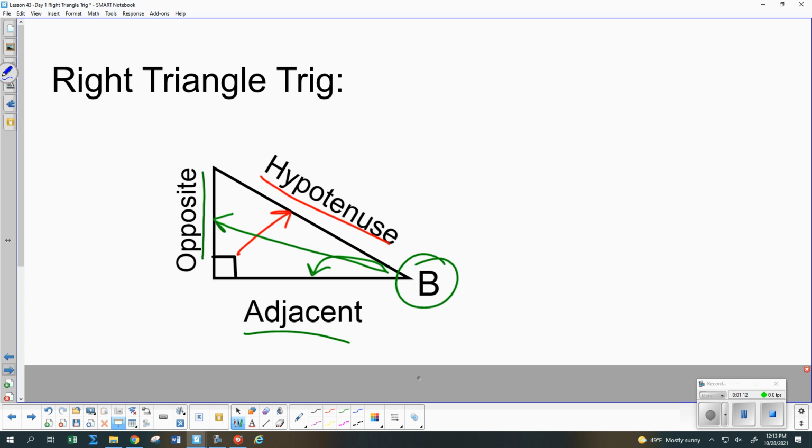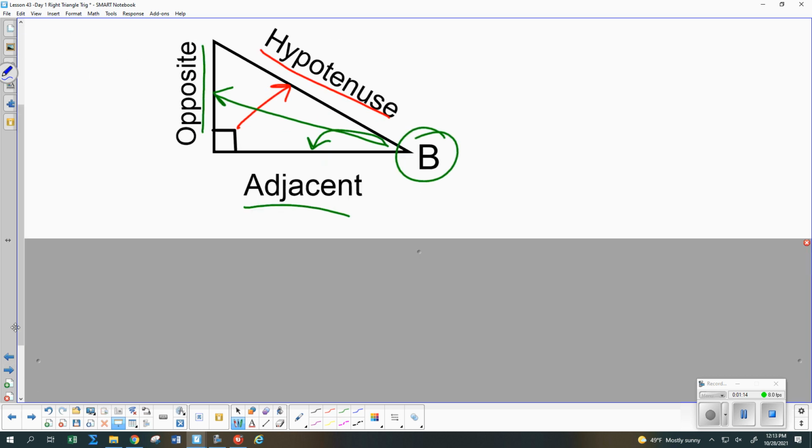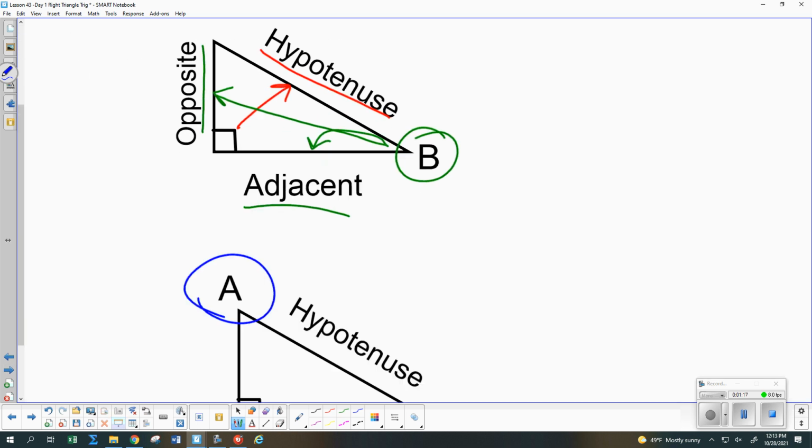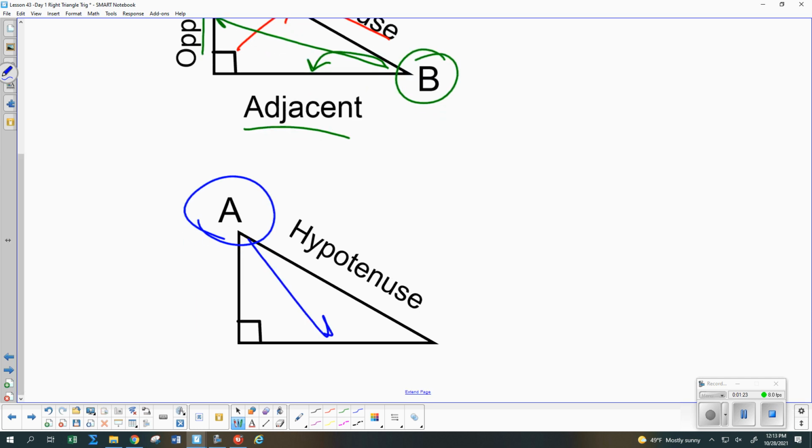However, if I picked the other angle, this side right here is not going to be opposite A. Opposite from A is going to be this side over here, and this side will be the one that is adjacent to A. So we're going to be talking about the acute angles in a right triangle, and we can do trig with those 2 angles, and it's going to matter which one we pick in the triangle, how we have to set the problems up.